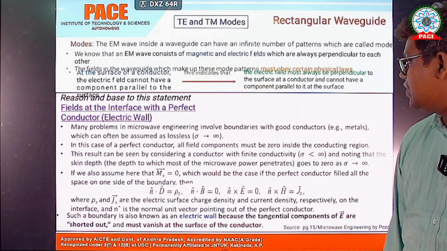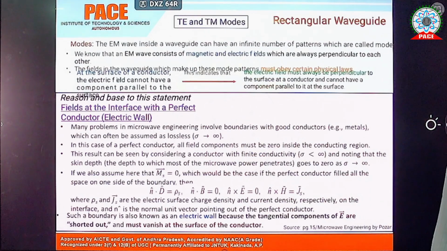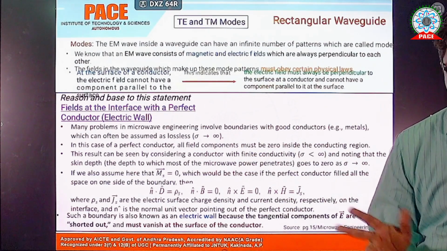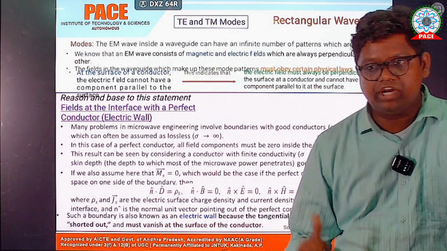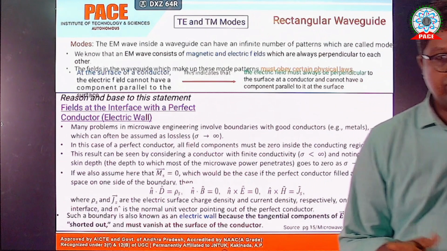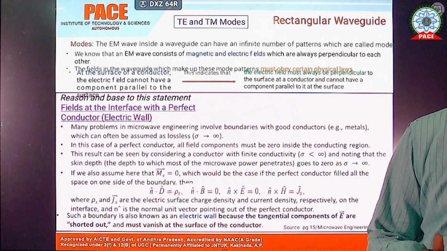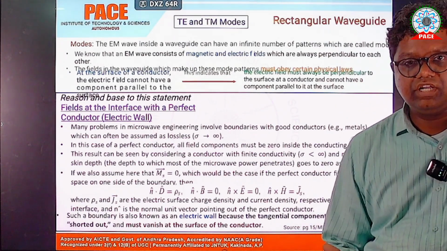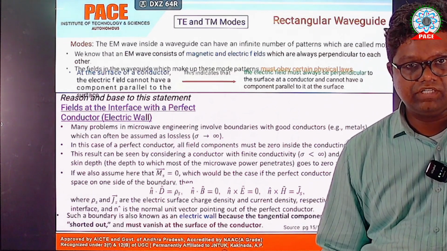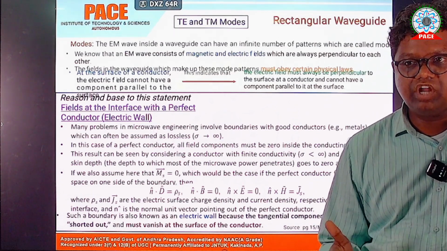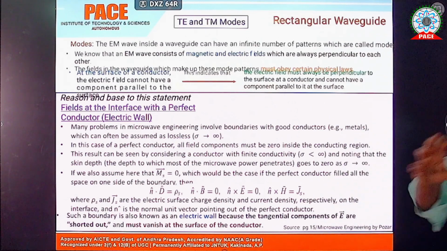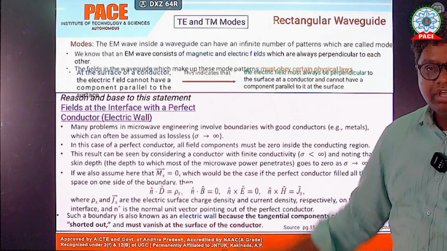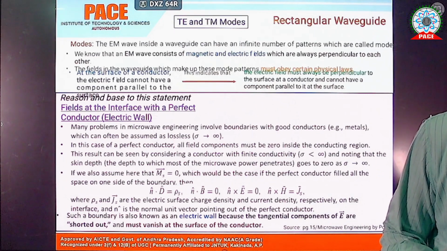There are two modes in the waveguides: transverse electric modes and transverse magnetic modes. These modes will be used to define the dominancy of the current vectors and electric field vectors, as well as the reflection, how much it is reflecting and how much it is transmitting. Those vector information will be known by the TE and TM modes.